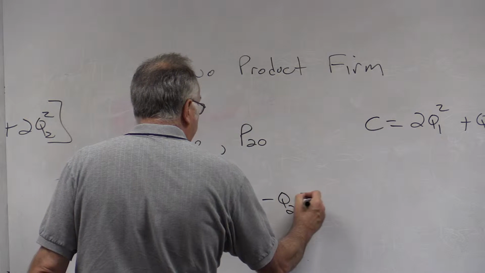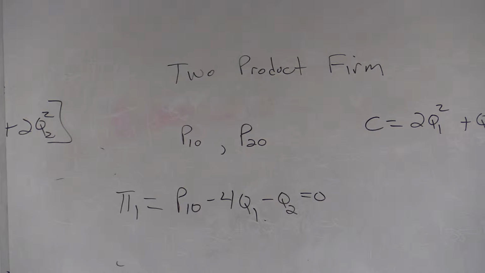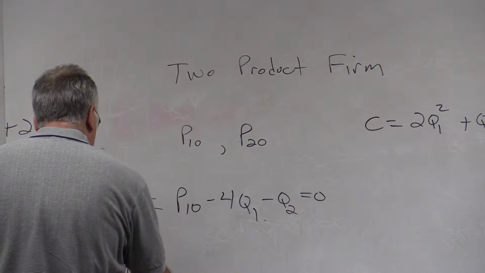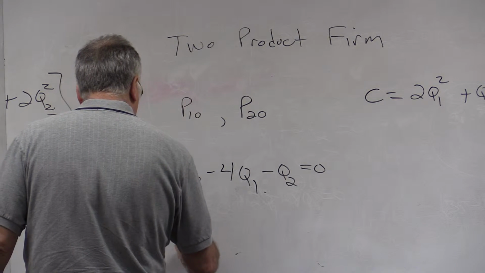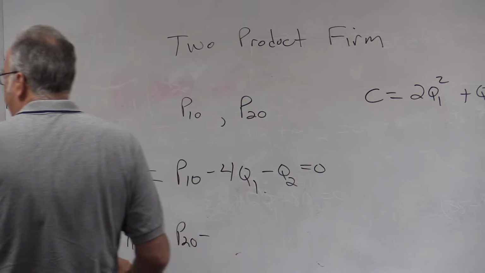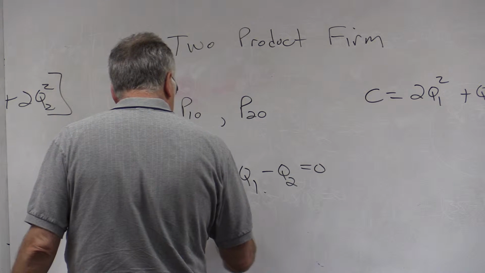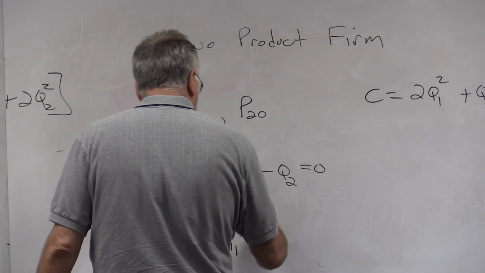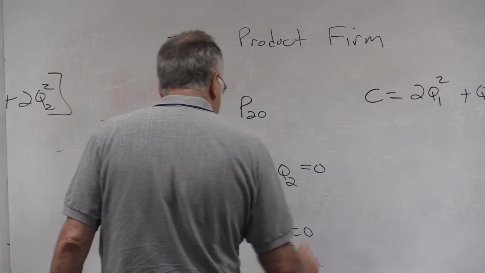And as far as getting the critical values, we would set that equal to 0. Okay. But let's also get pi 2. Pi 2 would just be P20 minus Q1 minus 4Q2. So you set that equal to 0.